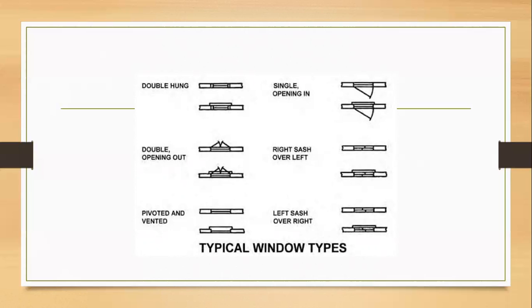So you push out the bottom to open it, and then you pull it back in to close. I'm not sure if you can visualize what I'm talking about. If you go online and do a quick search, you'd be able to find pictures. All right. Then we have our single windows opening inwards. And then we have our right sash left over and left sash over right.